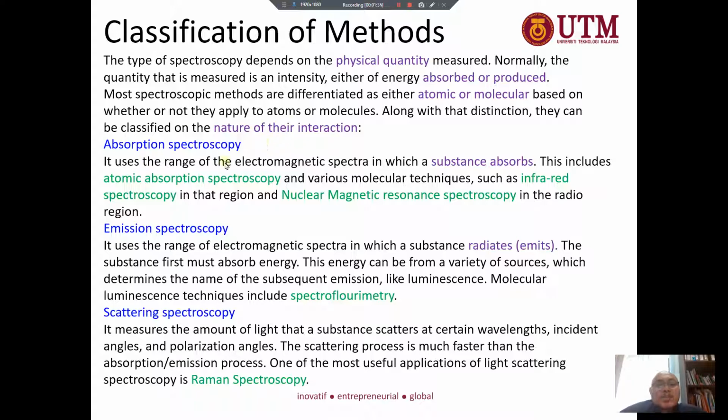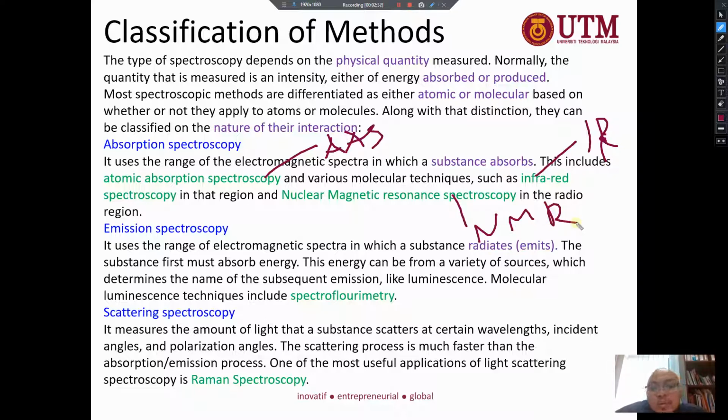So absorption spectroscopy uses the range of electromagnetic spectra in which a substance absorbs. This includes atomic absorption spectroscopy and various molecular techniques such as infrared spectroscopy and nuclear magnetic resonance spectroscopy. As I mentioned, we can divide our spectroscopy techniques into atomic and molecular based. AAS is atomic, and molecular includes IR and also NMR. Don't get confused with the abbreviations. Here is AAS, here is IR spectroscopy, here is NMR. Just abbreviations, don't get confused.